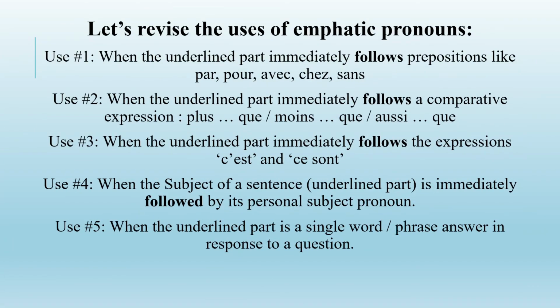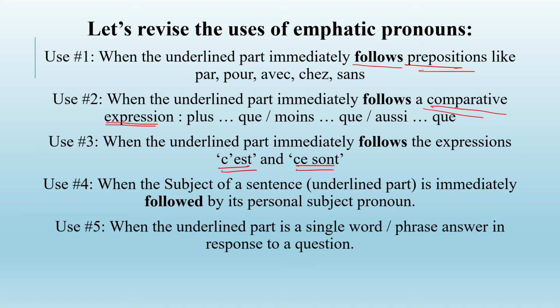So these are the 5 uses of emphatic pronouns, just to revise quickly, and also for your facility to take a print screen of this, so that you can copy it down later. The first use is when the underlined part is immediately after a preposition like par, pour, avec, chez. The preposition is not included in the underlined part. In the same way, the second one, the underlined part is immediately after a comparative expression. So your first trigger here is a preposition, second is a comparative expression, third is when the underlined part is immediately after c'est and ce sont.